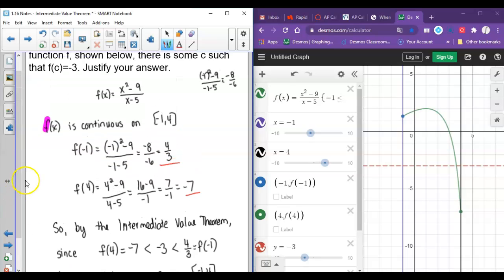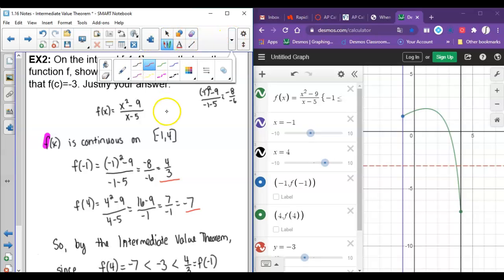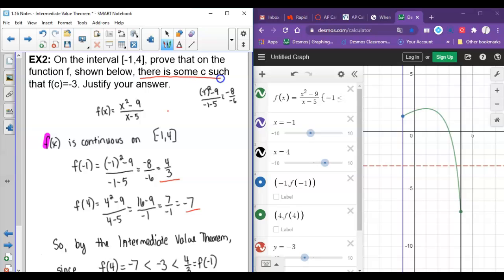And in this problem in particular, it's better to use a c because the question used the c here. And so you want to prove that. In fact, you can see I'm pretty much just restating this part of the question. There is some c such that f of c equals -3.